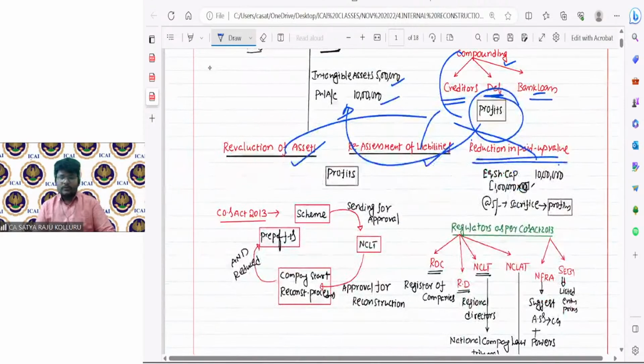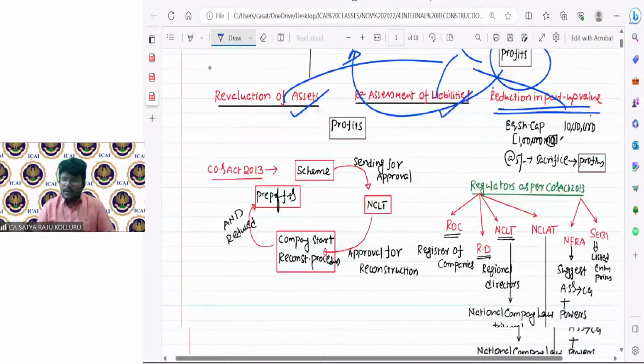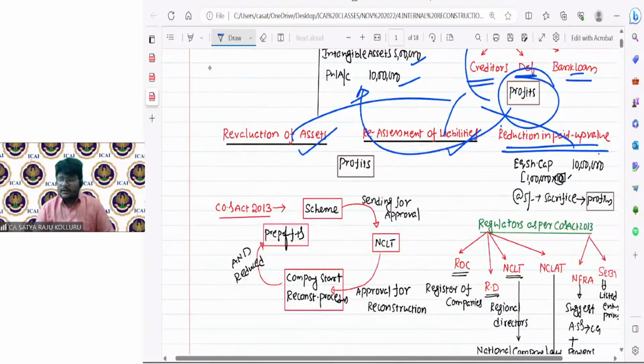Now, coming here, what is the legal procedure to be followed by each and every company for adopting the internal reconstruction procedure? First, each and every company, before adopting the internal reconstruction procedure, needs to formulate a scheme. What is the meaning of scheme, sir? The scheme is the internal reconstruction scheme.